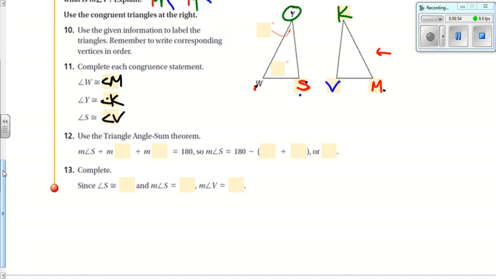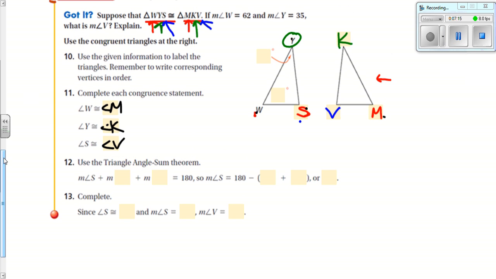Number 12 says use the triangle angle sum theorem. What that's saying is we know that all three inside angles add up to 180 degrees. So it's telling us to use that to help us find the missing angle to answer that question from above. What is the measure of angle V? So let's pause for a second and go back before we answer that question. Let's fill in the angle measures.